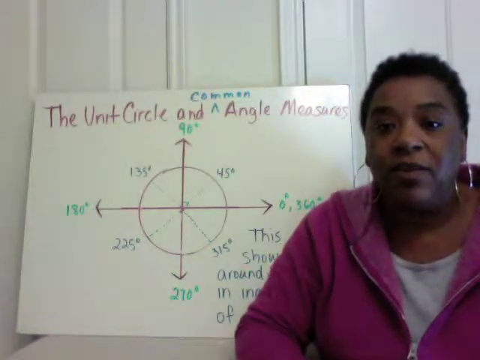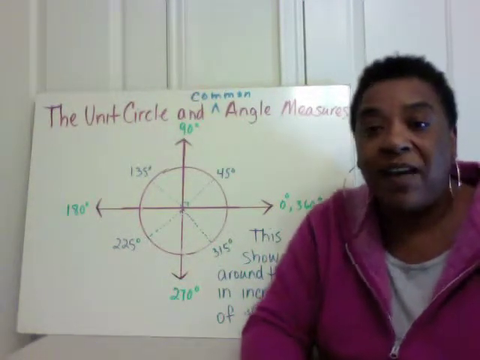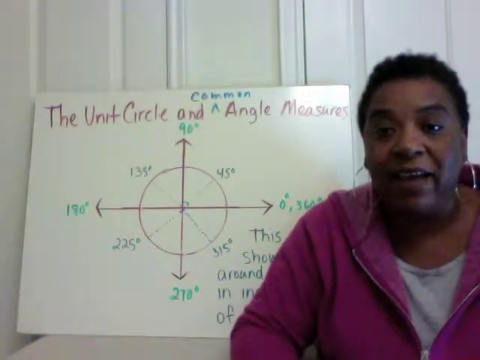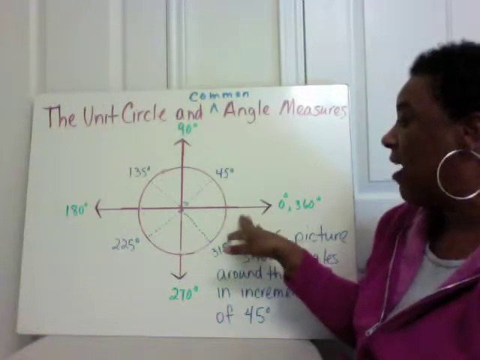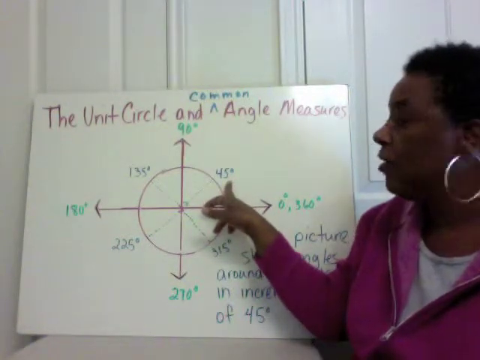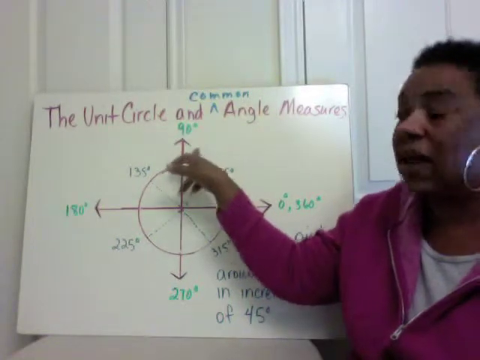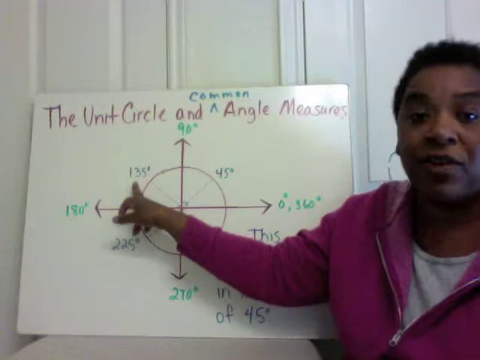Now we can also divide each quadrant in half. So when we divide 90 degrees in half, we have 45 degrees. So starting at this initial side and going 45 degrees, we're at 45 degrees. We go another 45 degrees and we're at 90 degrees. Another 45 degrees and we're at 135.